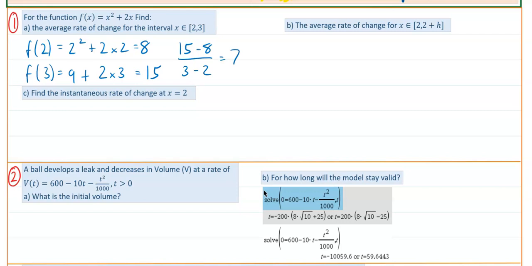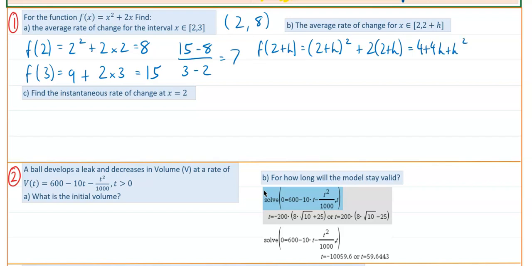The average rate of change between 2 and 2 plus h, so we actually have the coordinate 2, 8 already. I'm just going to find out what f of 2 plus h is, so this is slightly different to how I've done it in the past. So that's 2 plus h squared plus 2 bracket 2 plus h. Let's see if I can fit it all here. 4 plus 4h plus h squared plus 4 plus 2h. That comes out to be 8 plus 6h plus h squared.